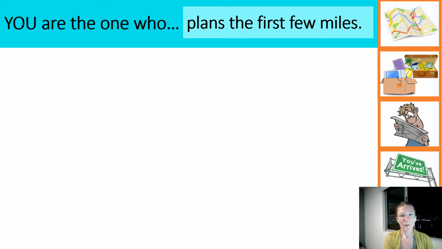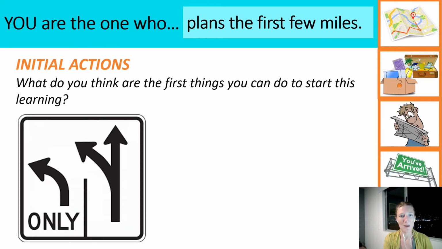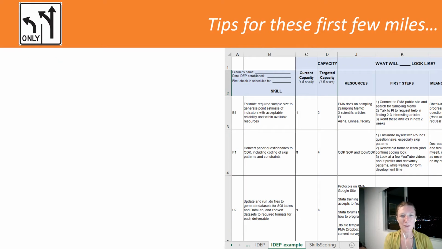You are also the one who plans the first few miles. So remember these initial actions. What do you think are the first things you can do to start this learning? Where do you go outside of that driveway? Do you turn right or left? Do you go on the highway or the side road?